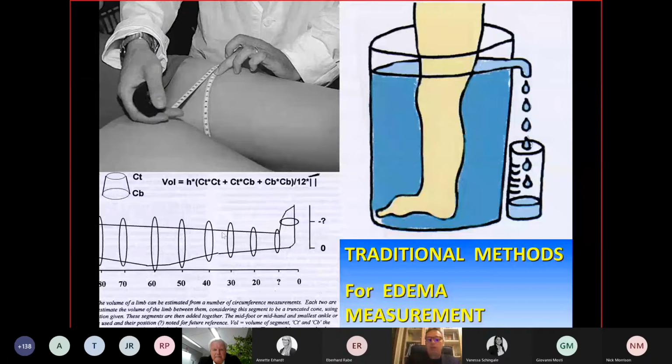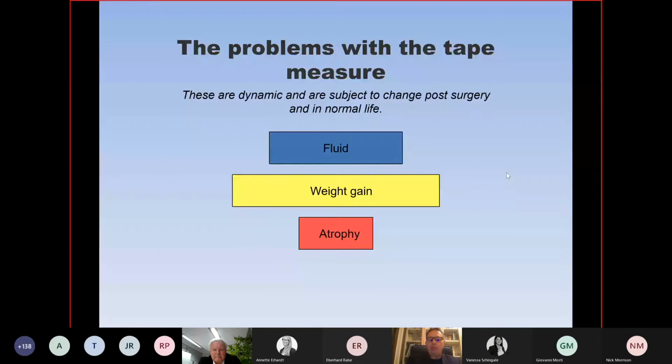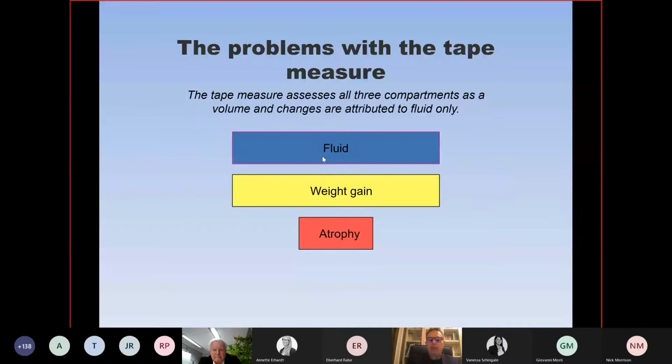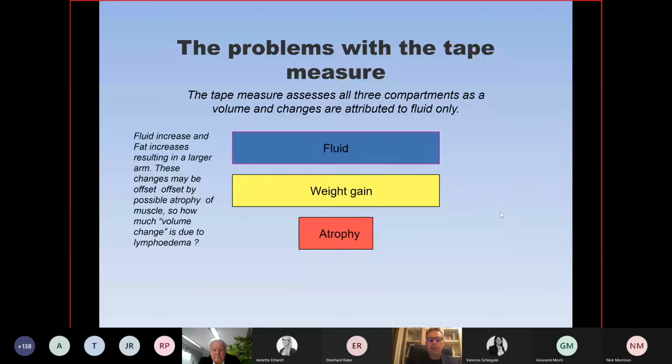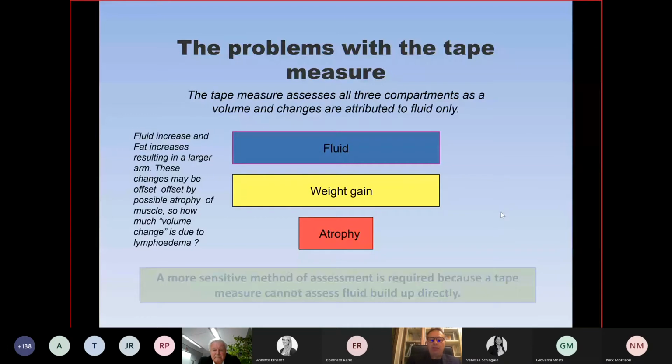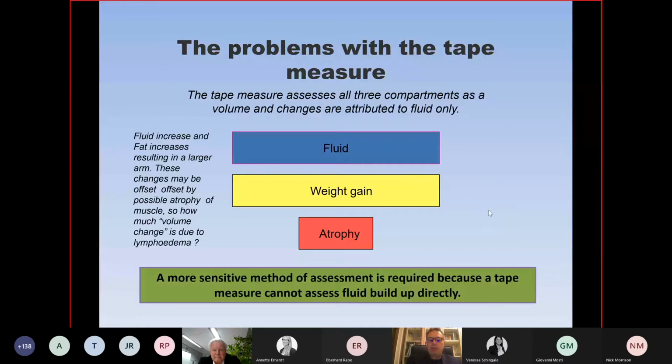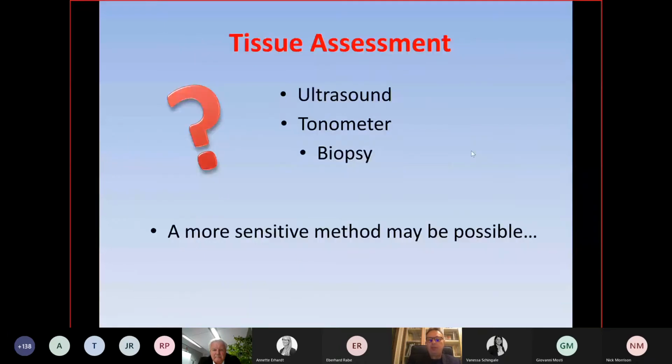We have an issue with these methods. When we measure volume, we may measure, for example, fat changes, we may measure muscle changes, and not just fluid changes. That's why we probably need a more validated and more sensitive method to assess the changes of fluids, especially fluids, and not just the volume of the limb. And this could be the option for bioimpedance.